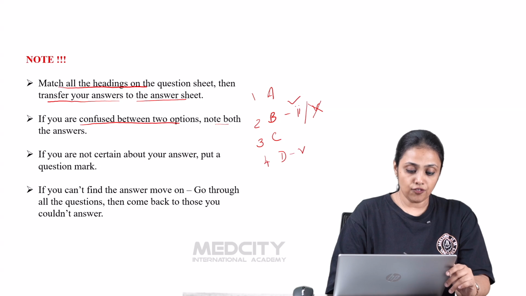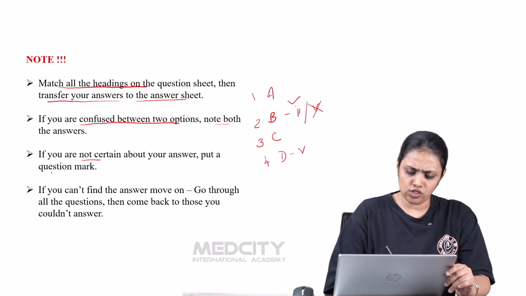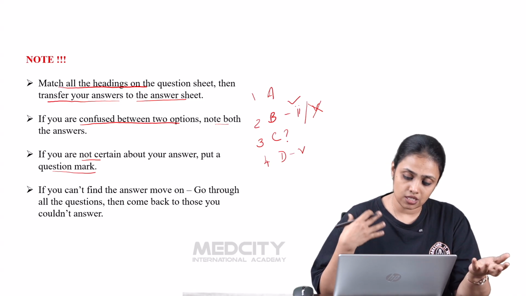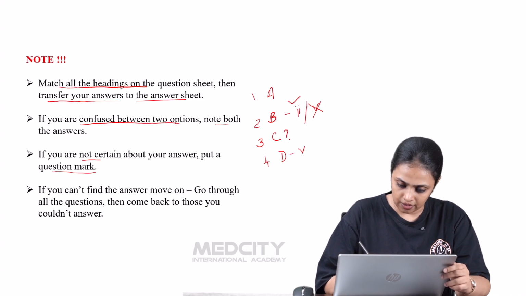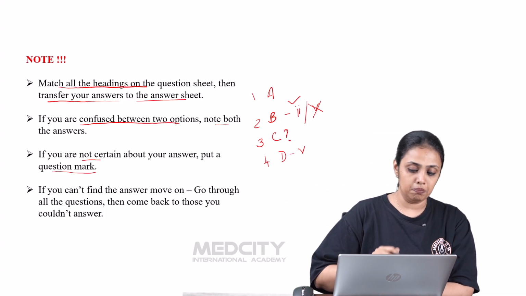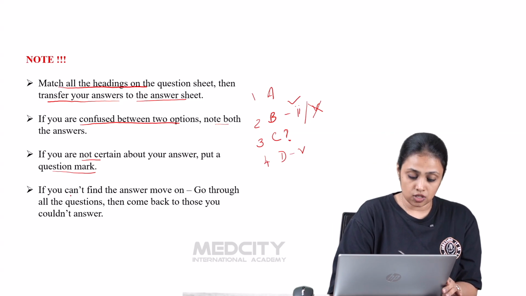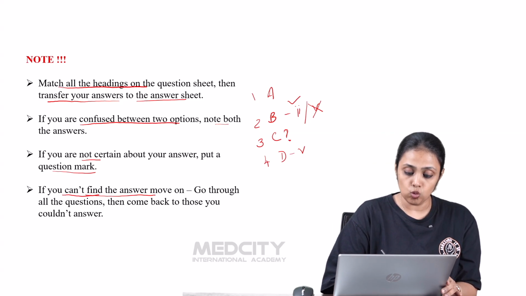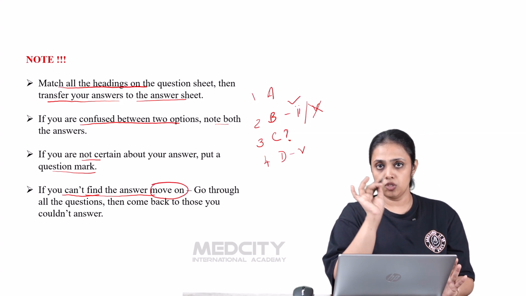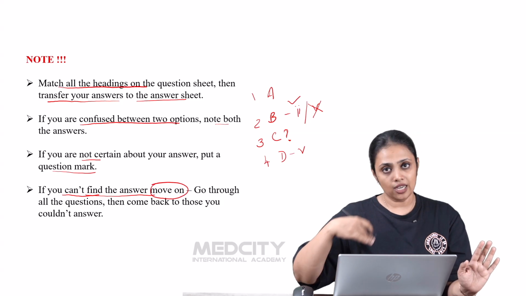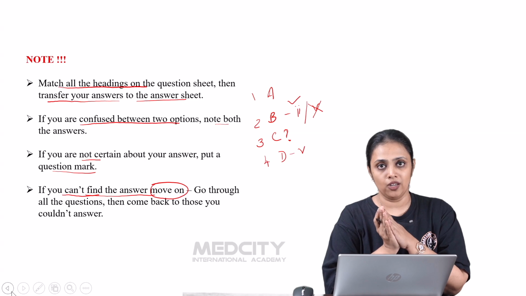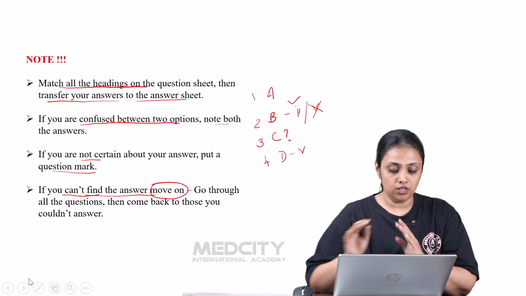Then if you're not certain about your answer, put a question mark. Suppose you have not got the answer to section C. Don't just waste time on that. Just put a question mark there and move on to the next section. After completing all the questions, you can get back to this one. As I've already mentioned, if you can't find the answer, move on. Go through all the questions, then come back to those you couldn't answer. Once you're done with all the sections, then come back. It'll be easier because the number of options would have been reduced by now. So that is how you have to approach it.